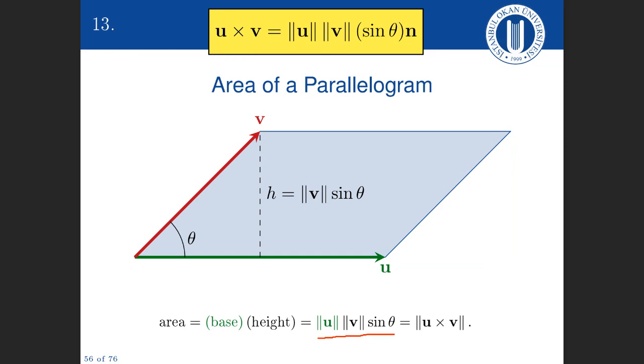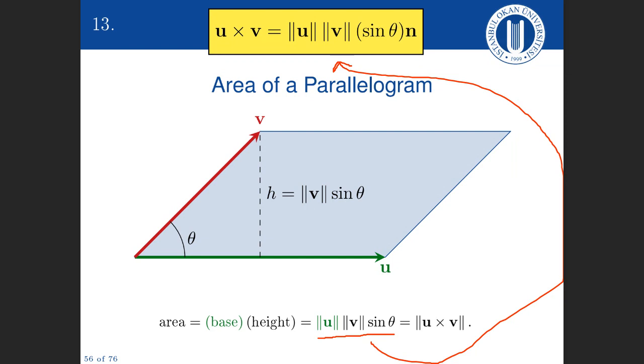But that sort of looks like what we have at the top. The only difference is at the top we have a unit vector n. But a unit vector just has norm 1. So if we take the norm of u cross v, we just get multiplied by 1. The area of this parallelogram is the norm of u cross v.